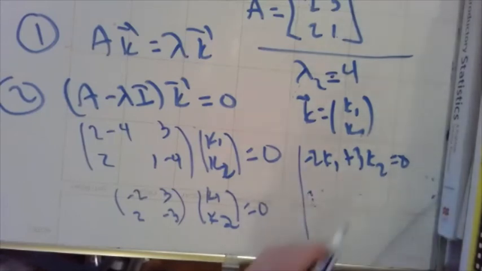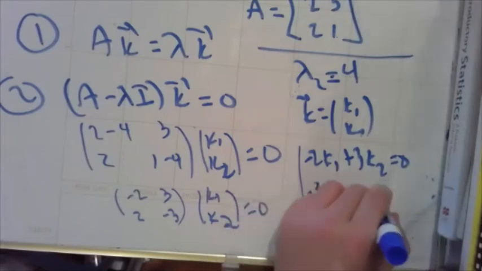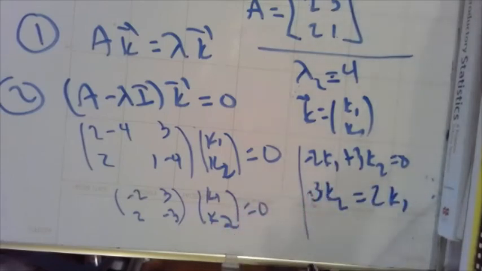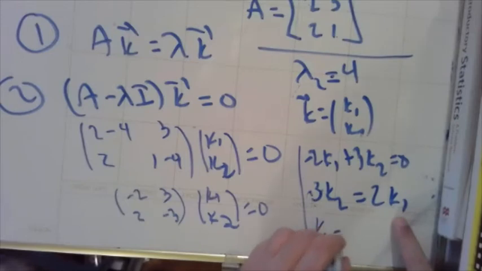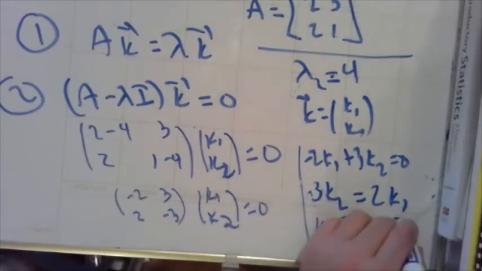Okay, and then what I would do is move this guy over. So 3K2 equals 2K1. And then, so that I don't have to deal with fractions, just swap the coefficients. I need any solution here. There's not a unique solution. Any solution to this will work. So I'm going to make K1 equal to 3, that number there, K2 equal to 2. That way both sides multiply to 6. So my vector will be (3, 2).